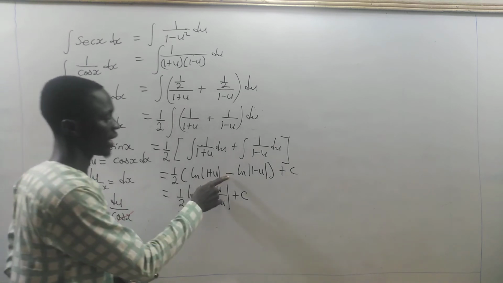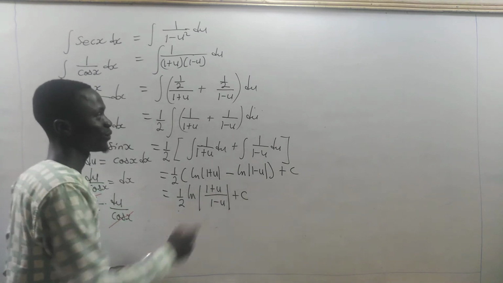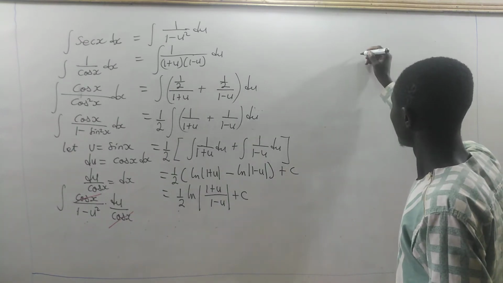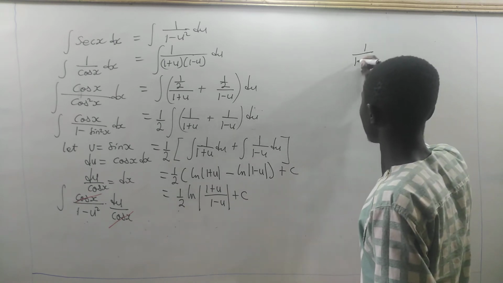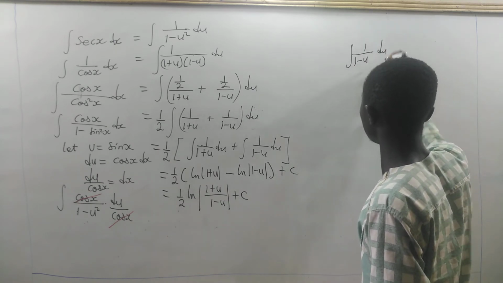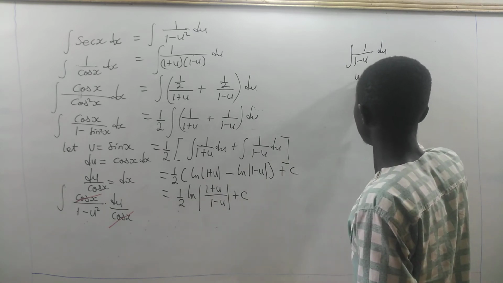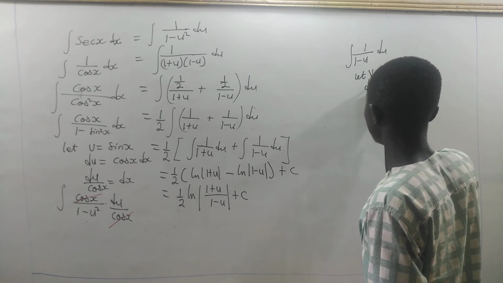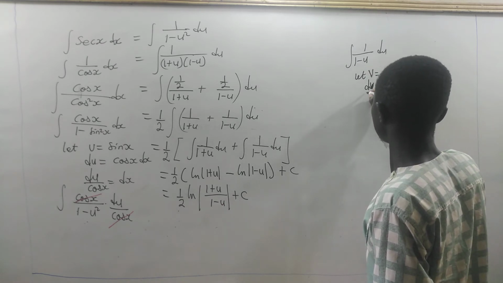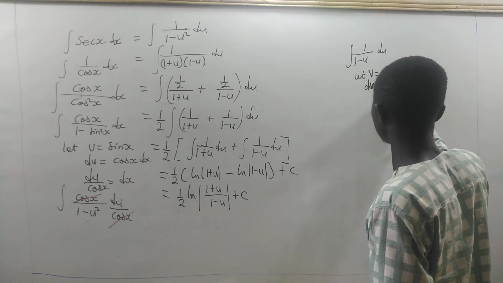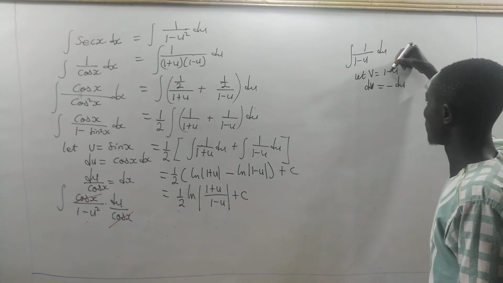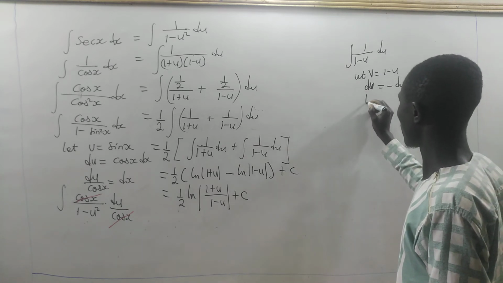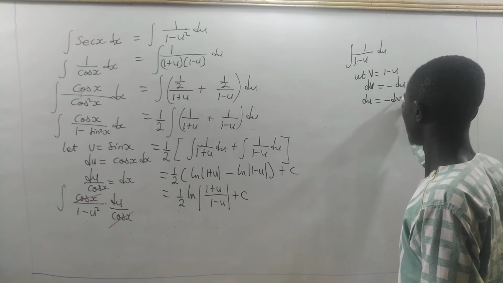Somebody is asking why I got the negative sign here. Let me do that one here for you. If you have 1 divided by 1 minus u, the integral of this du, and you want to integrate, we will let v equal to 1 minus u. So the derivative of v will be equal to negative du, because if you differentiate 1, you get 0, and if you differentiate negative u, you get negative du. Now, if we make du the subject, du will be equal to negative dv.